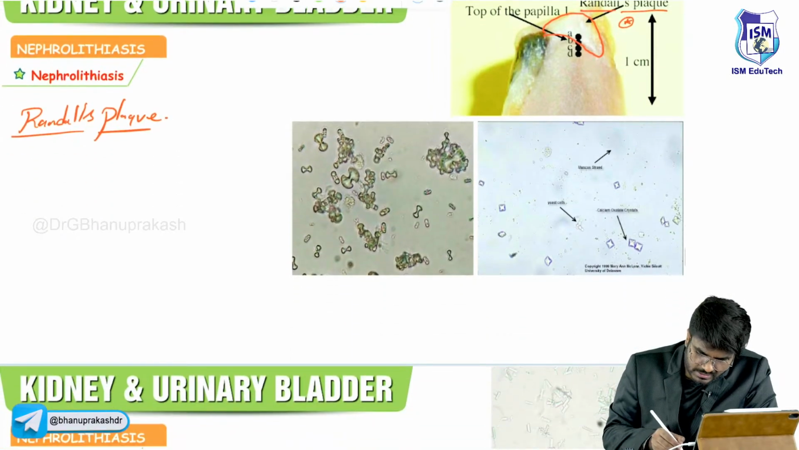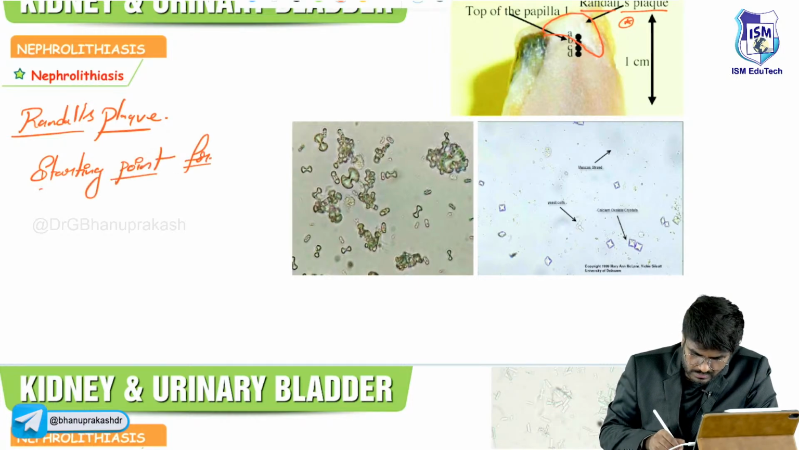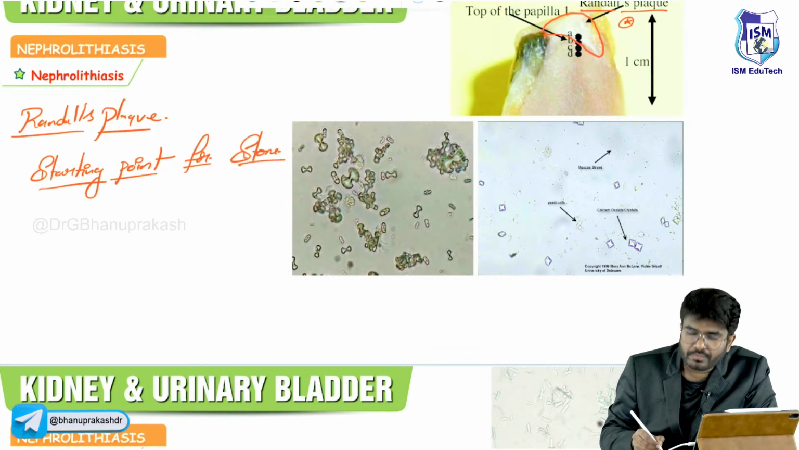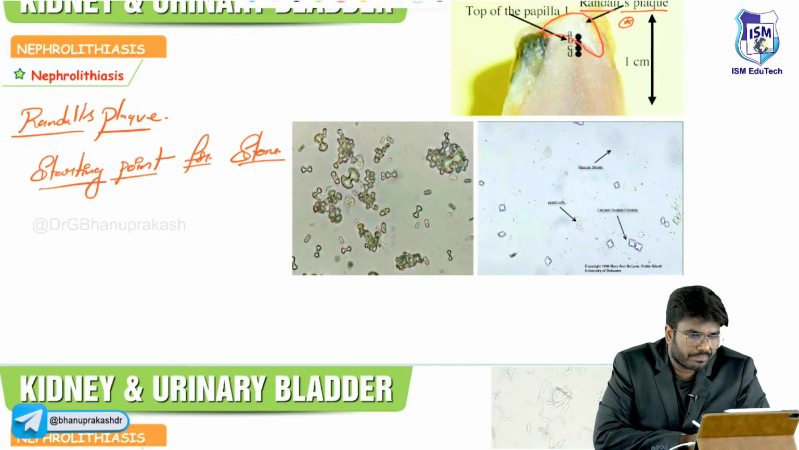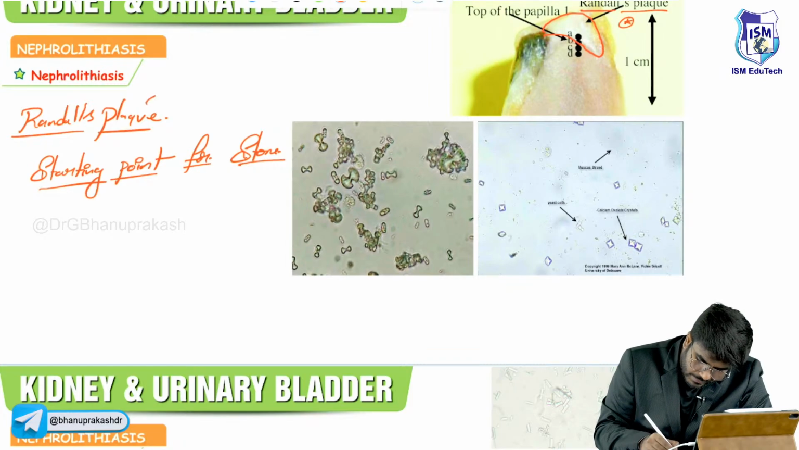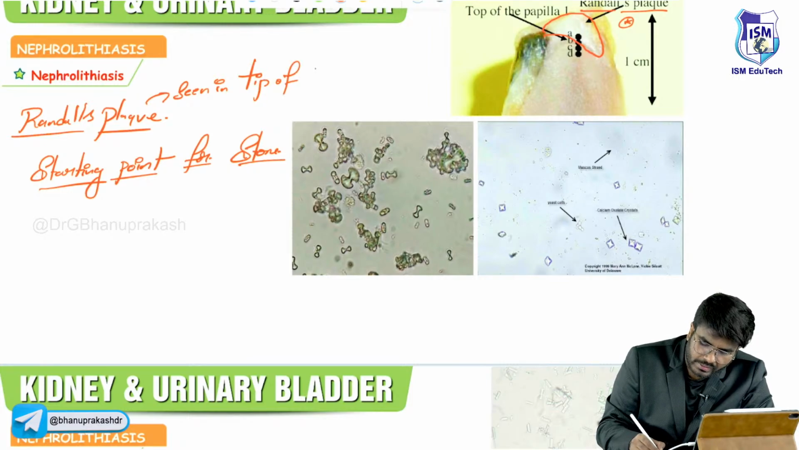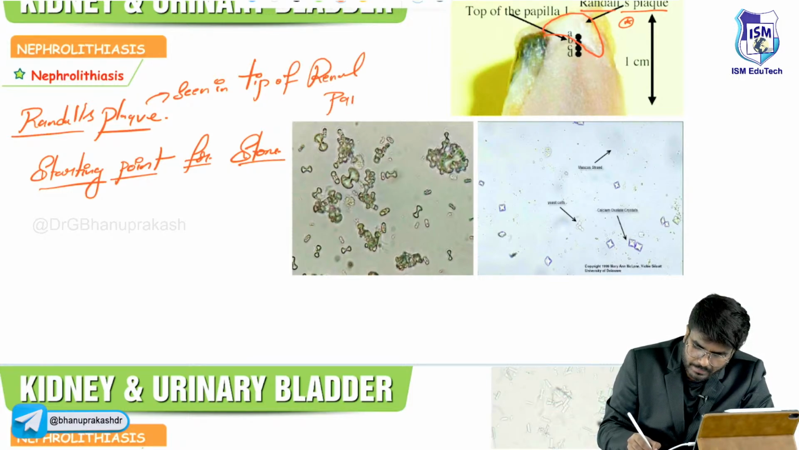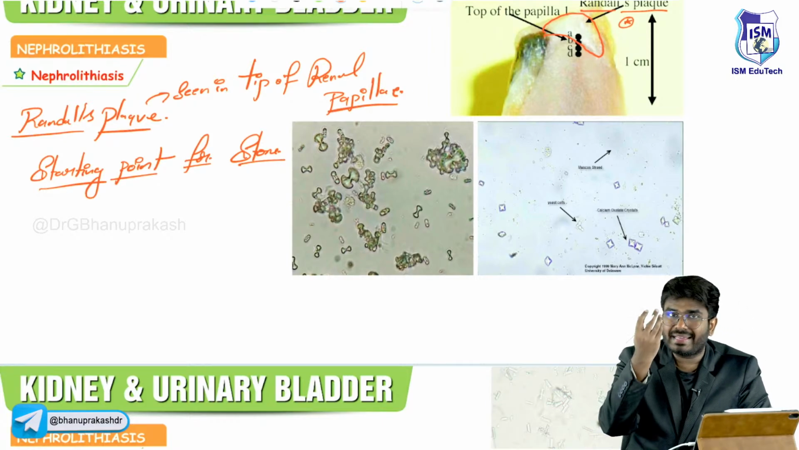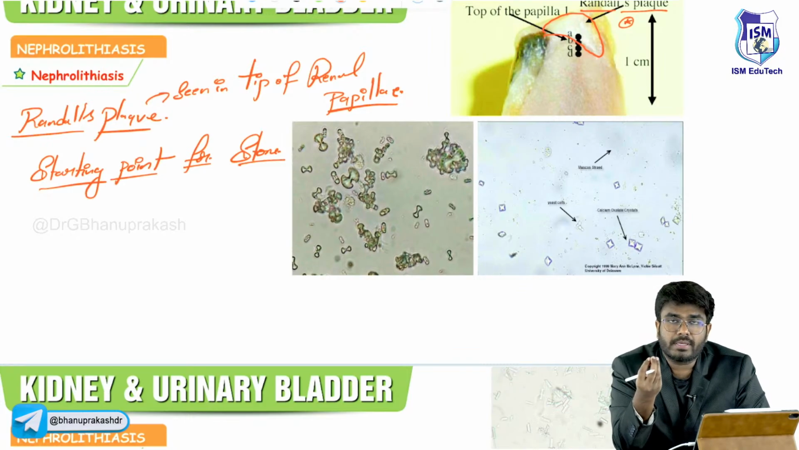Randall's block. What exactly? It's a starting point for stone, especially calcium oxalate stones, which is seen at the tip of the papilla. See, this is the tip of the papilla. Randall's plaque is seen at the tip of the renal papilla. So all the calcium is getting precipitated, and that's the first place where you can have the stone. Okay, so that's the Randall's plaque made up of the calcium oxalate stone.